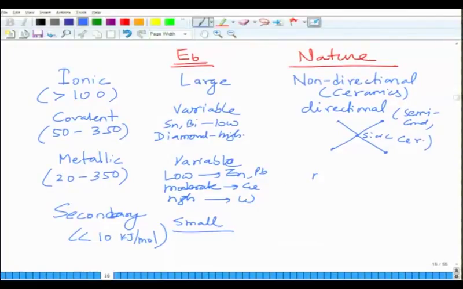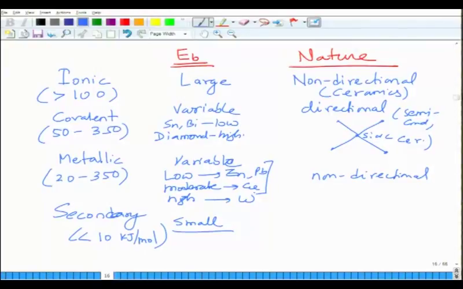Metallic bonding, of course, is non-directional, and because of this moderate bond energy, metals are ductile. If bond energy was very high, they would not deform very easily. So, most metals have moderate or low bond energy, and that is why they deform easily. Secondary bonding tends to be in polymers, for example, and it is directional because it is between the chains, or it could be intermolecular as well.